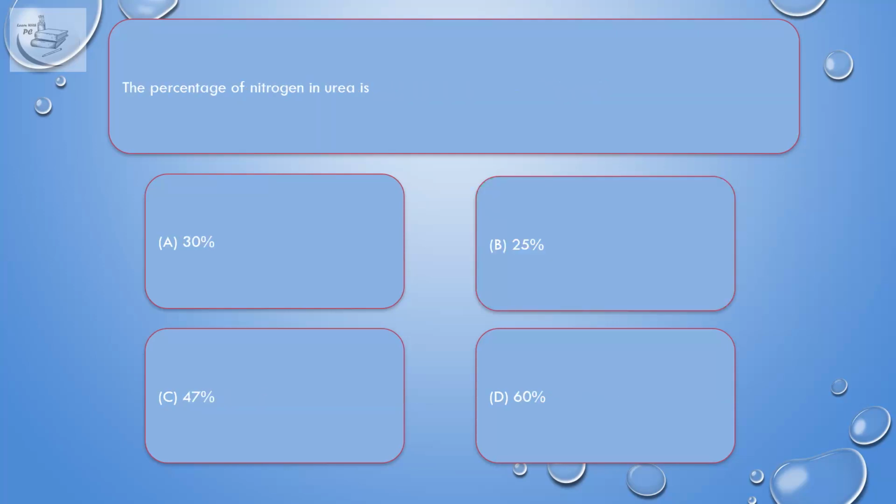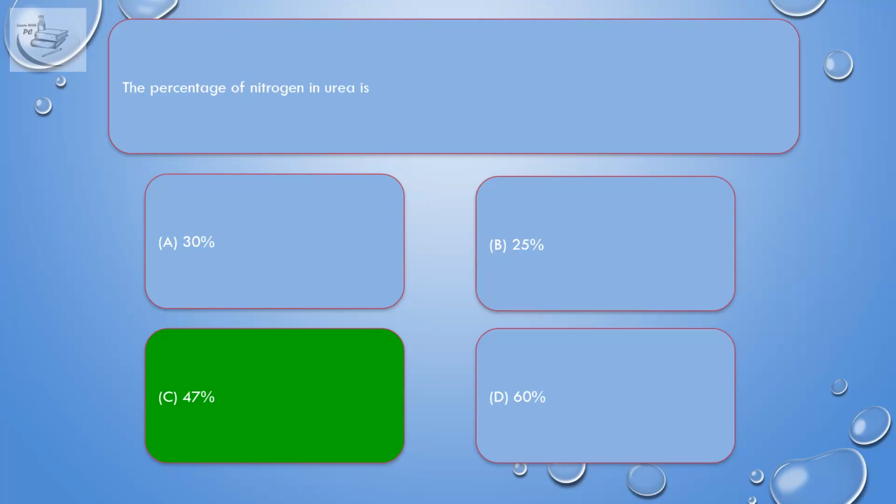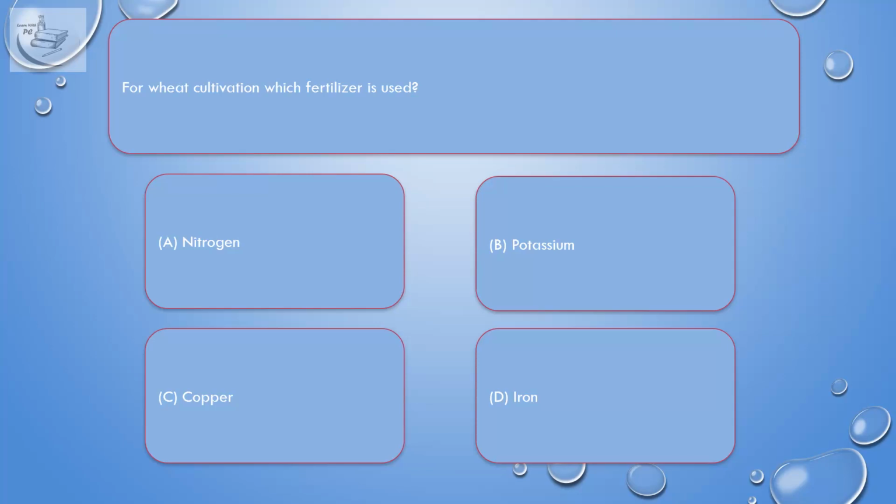Question: the percentage of nitrogen in urea is A. 30%, B. 25%, C. 47%, D. 60%. Correct answer is C. 47%. Question: for wheat cultivation, which fertilizer is used? A. Nitrogen. B. Potassium. C. Copper. D. Iron. Correct answer is A. Nitrogen.